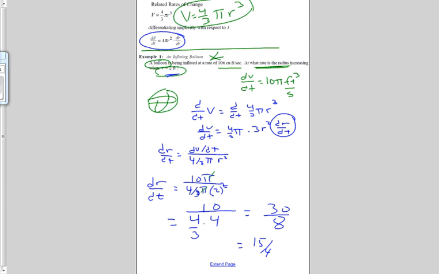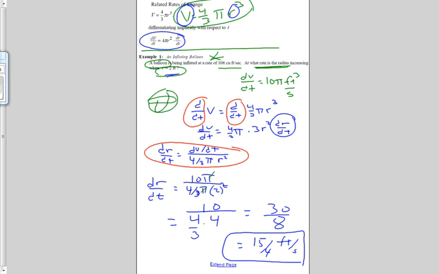And what are the units? Feet per second, because we're talking about how the radius is changing over time. Like I said, you start off with two functions, in this case volume and radius. Then we take the derivative with respect to time of both of those, and we get a relationship between the two derivatives, dr/dt and dV/dt. We had a relationship between V and r, and then we find some unknown.